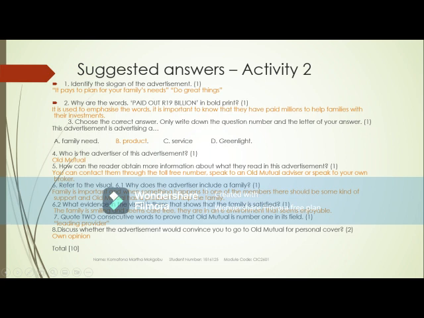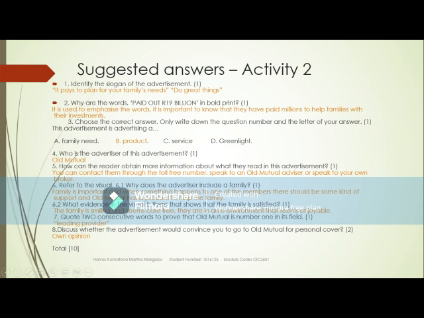So number 5, the question says, how can the reader obtain more information about what they have read in this advertisement? The answer said, you can contact them through the toll-free number, speak to an Old Mutual advisor, or speak to your own broker. So that is how you can obtain more information. Great.